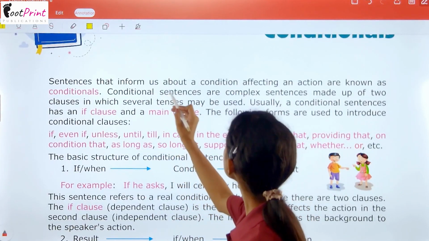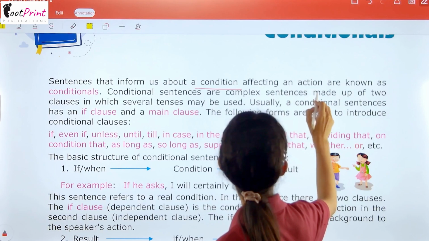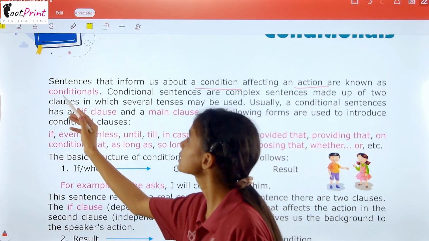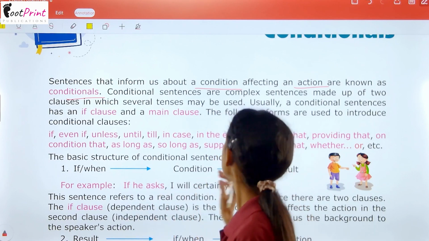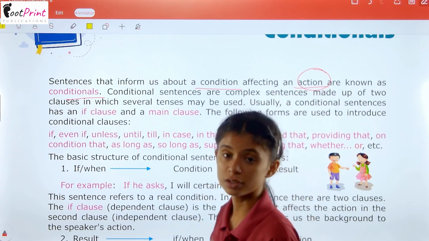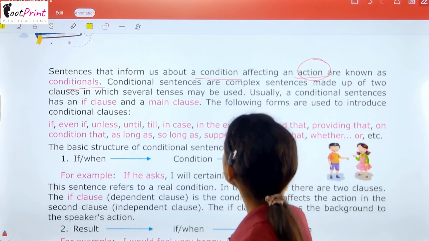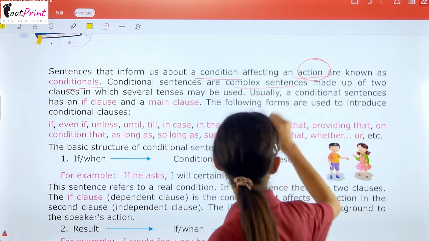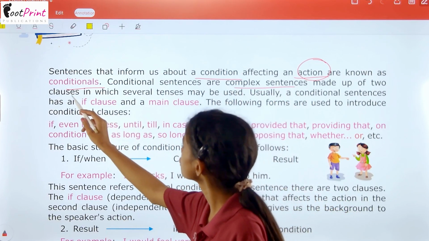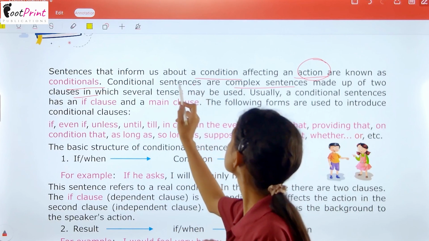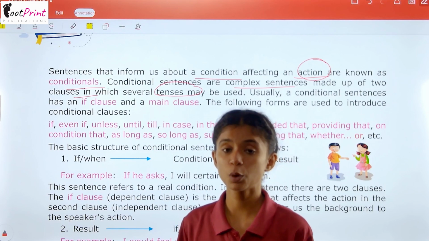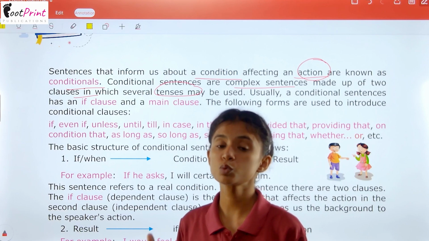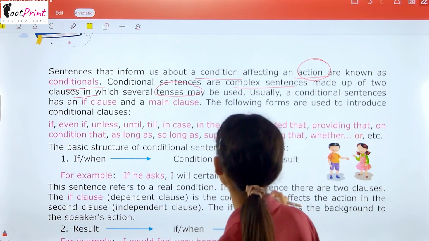Sentences that inform us about a condition affecting an action are known as conditionals. The sentences which tell us about any condition that affects the action are called conditionals. Conditional sentences are complex sentences made up of two clauses in which several tenses may be used. So these are very complex sentences. They are made up of two clauses and they may use more than one type of tense.